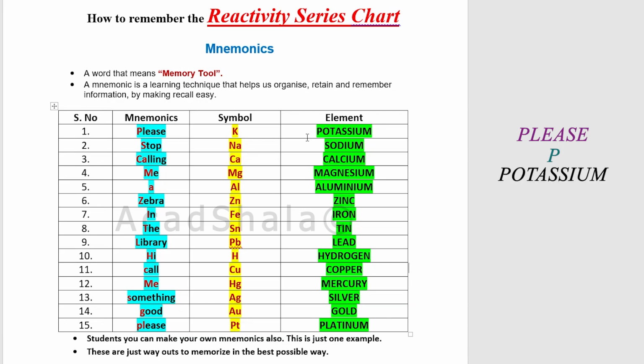P stands for potassium and the symbol is K. Stop. S stands for sodium and the symbol is Na. Calling, Ca. Calcium, symbol is Ca. Me, M stands for magnesium, symbol Mg. A for aluminium, symbol is Al. Zebra, zinc, symbol is Zn. I stands for iron and the symbol is Fe.